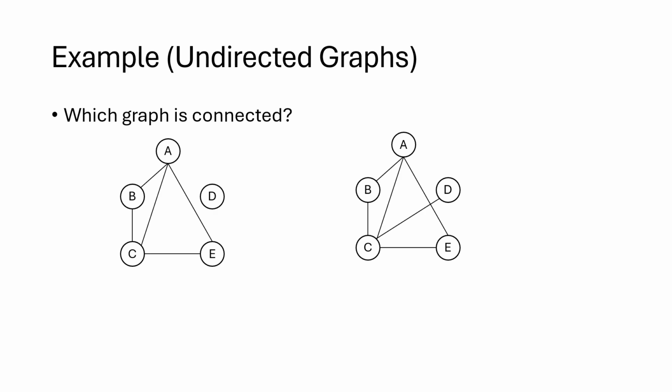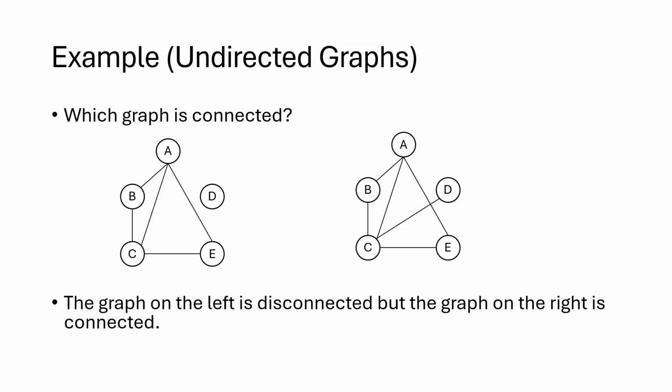On the other hand, the graph on the right, any two vertices that you choose, like A and D, for example, you can go from A to B and then from B to C and C to D. Or D and E, for example, if these are the two vertices that you choose, from D you can go to C and then to E. So any two vertices that you choose from the graph on the right, there is at least one path between them, which means that the graph on the right is connected.